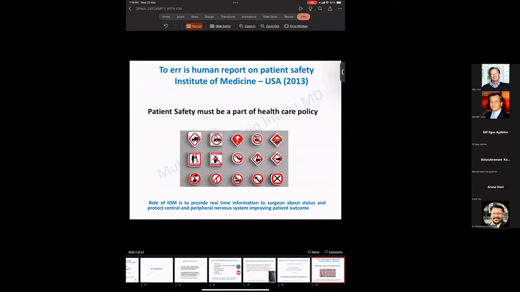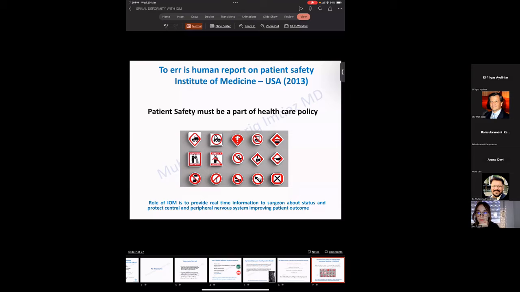Now, this is another report from the Institute of Medicine in the US that came out in 2013, which says patients must be a part of policy. This is talking about state policy. That is, the state must ensure that the patient has maximum facilities available related to patients' matters. So intraoperative monitoring is, of course, one patient safety measure.